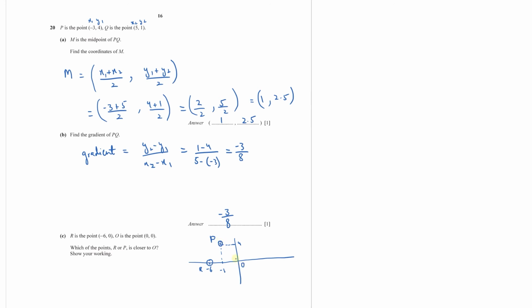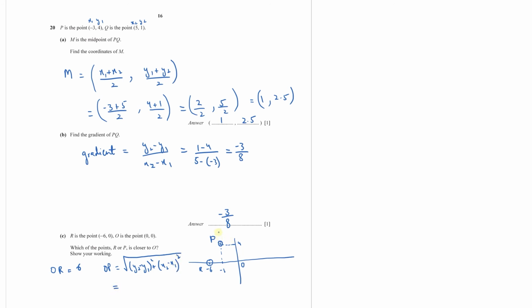So now, to show which one is closer to O, we can find the distance OR and OP, and whichever distance is less, that point is closer to O. So OR is pretty straightforward. You know that this is just a horizontal distance and this is at -6. So the length OR is 6. And then for length OP, you can use the distance formula to calculate the length. So the length would be square root of y2 minus y1 whole square plus x2 minus x1 whole square.